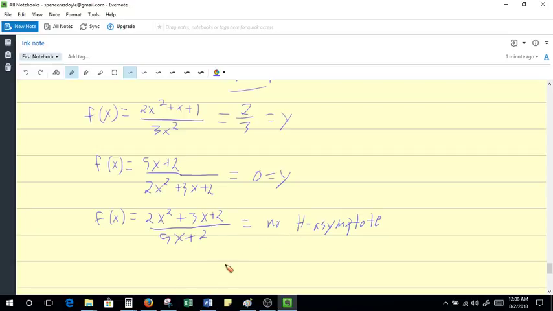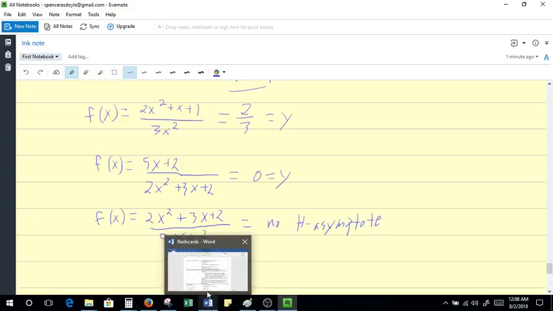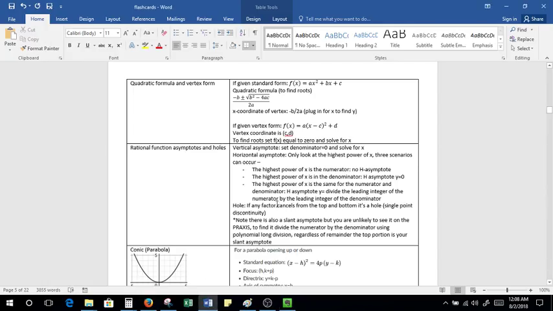So, going back to our study guide then, a hole is another scenario. If any factor cancels from the top and the bottom, it's a hole. So you've got to be careful for this. We're going to look for our holes first. If there's a hole, we're going to cancel it out before we look for these asymptotes.